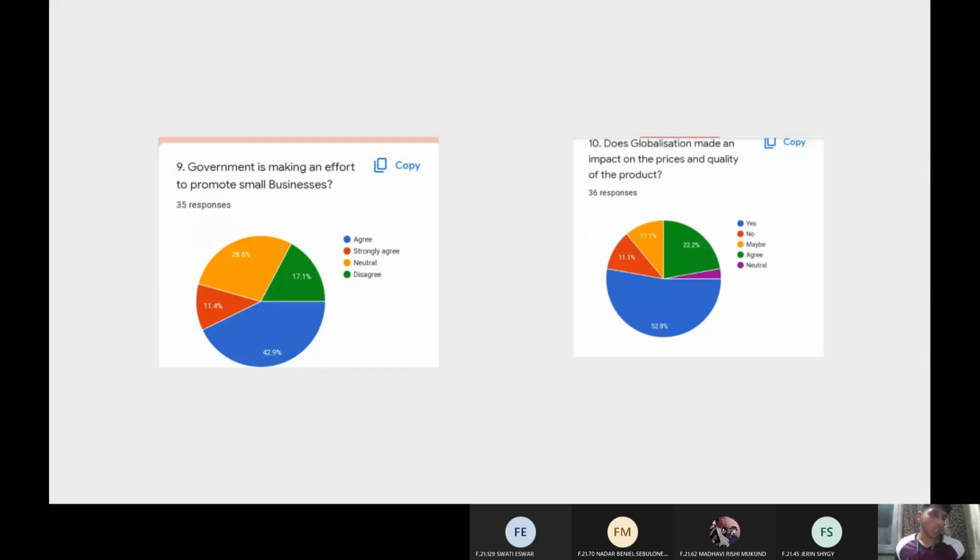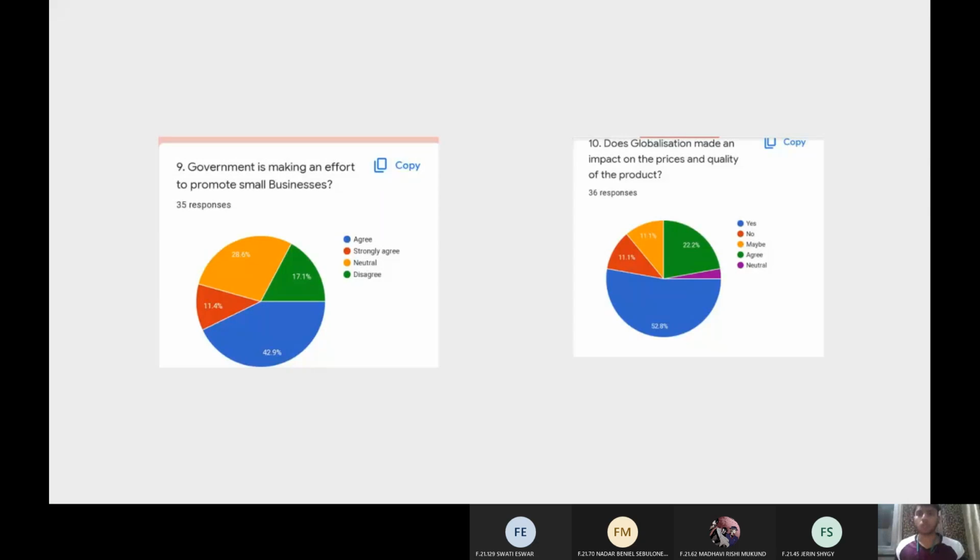The next question we asked was, is the government making an effort to promote small businesses? Where 42.9% were agreeing with the statement, whereas 11.4% were strongly agreeing. 17.1% said that they are disagreeing with the statement, whereas 28.6% were neutral about the statement.